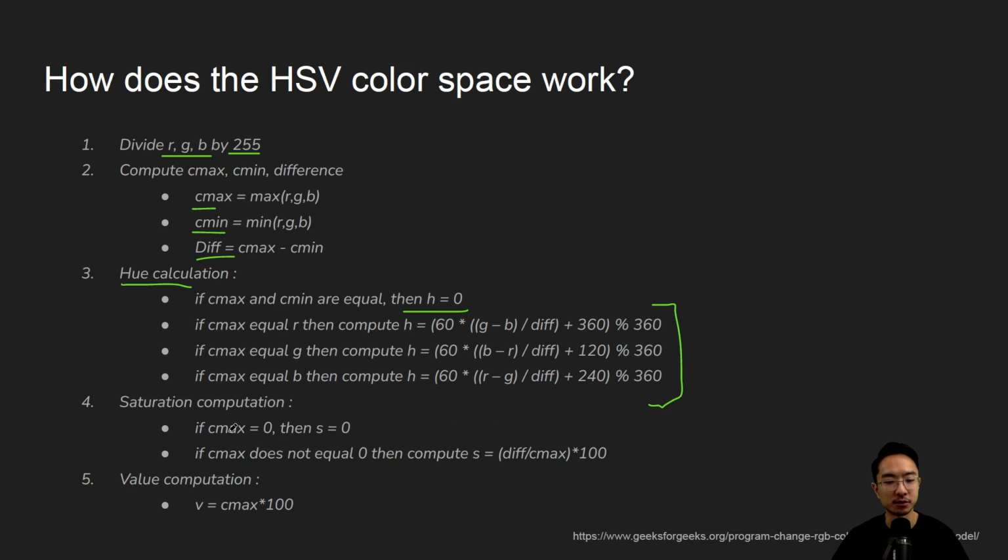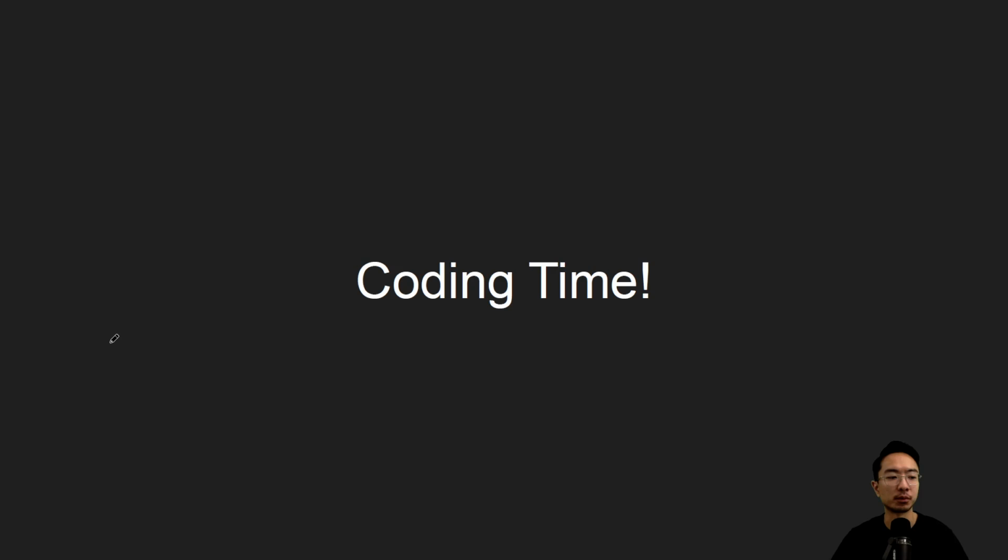And for saturation, if Cmax is 0, you set S to 0. If Cmax does not equal 0, then you compute it with this equation here. And then the value is just based off of your Cmax. And thanks to GeeksforGeeks for this algorithm. And now we will jump right into our coding example.